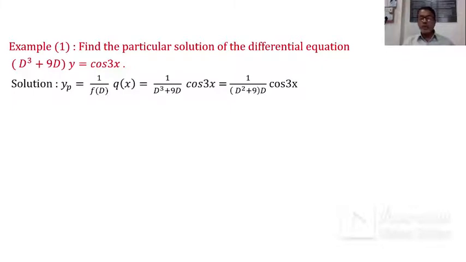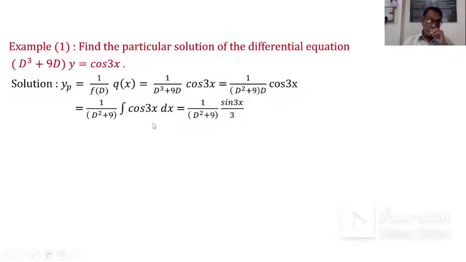This is equal to, we take D outside, we first operate 1 upon D and then 1 upon D square plus 9. We know that 1 upon D is the integration, so this is the integration of cos 3x dx, equal to 1 upon D square plus 9. The integration of cos 3x is sin 3x upon 3. 3 is a constant, can be taken outside, and we operate 1 upon D square plus 9 on sin 3x.